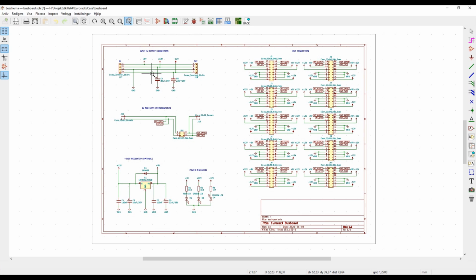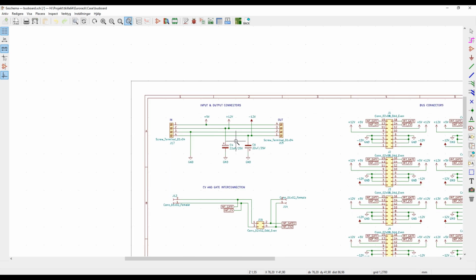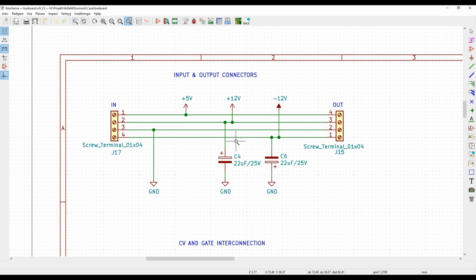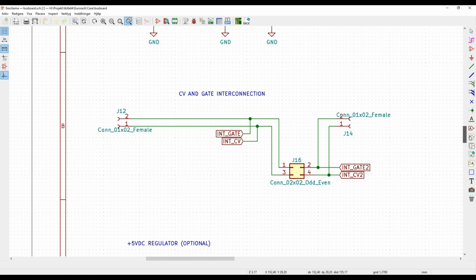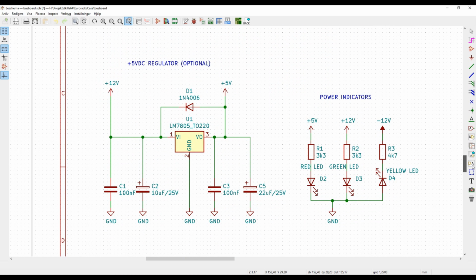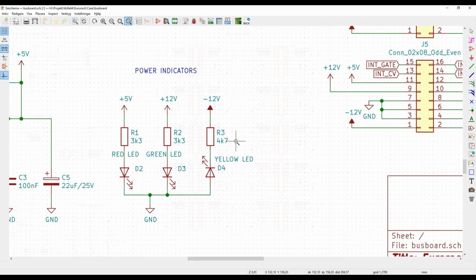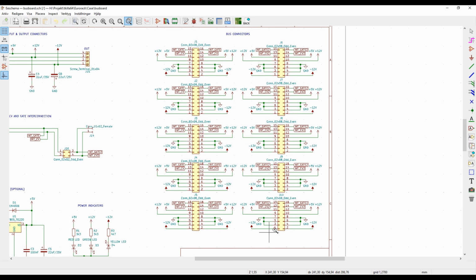The bus board, on the other hand, was DIY'd. I first made a schematic diagram in KiCad. It consists of the input and output connectors, so I can daisy chain several bus boards together. The Doepfer A100 spec includes CV and gate interconnection through the backplane. I don't think that I will ever use this feature. The bus board also has a local plus 5 volt regulator and 3 LED power indicators. And finally we have 10 boxed 16 pin power connectors for the modules.